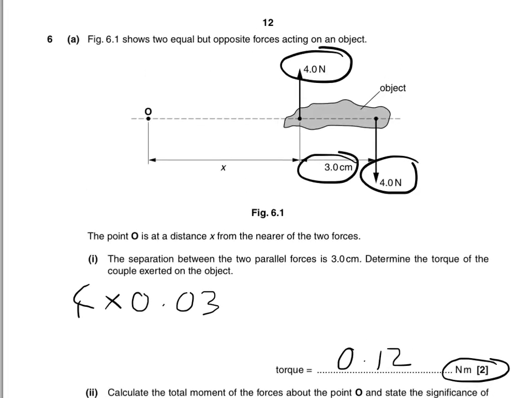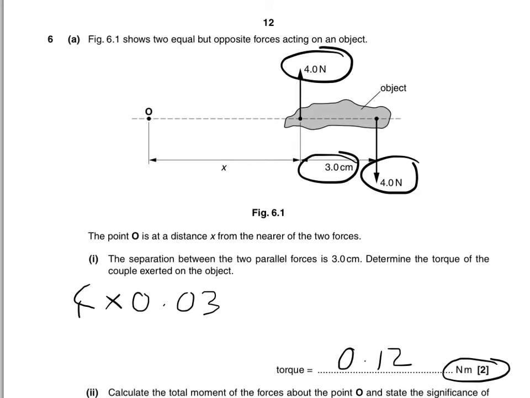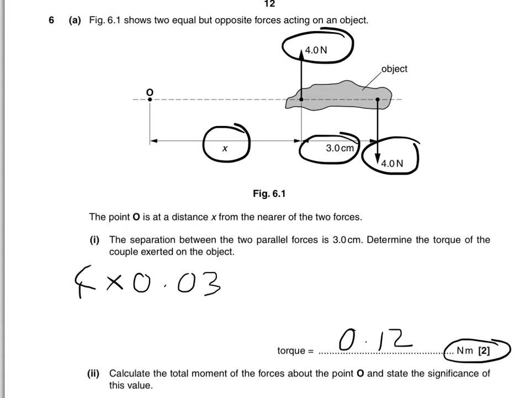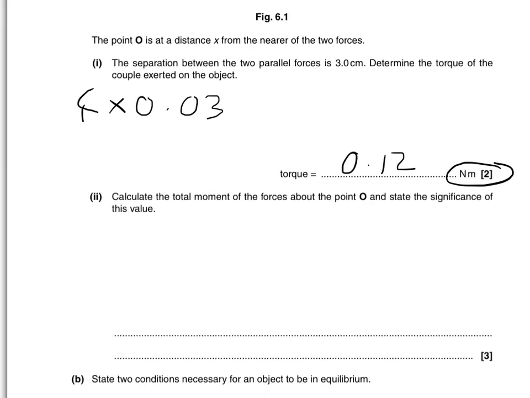The next question says to calculate the total moment of the forces about the point O and state the significance of the value. Now, we do not have the exact distance here, it's just given us x. So what we can do is calculate the moment by using simple equations. So for our first anti-clockwise force of 4 newtons, this one here, the distance is x.